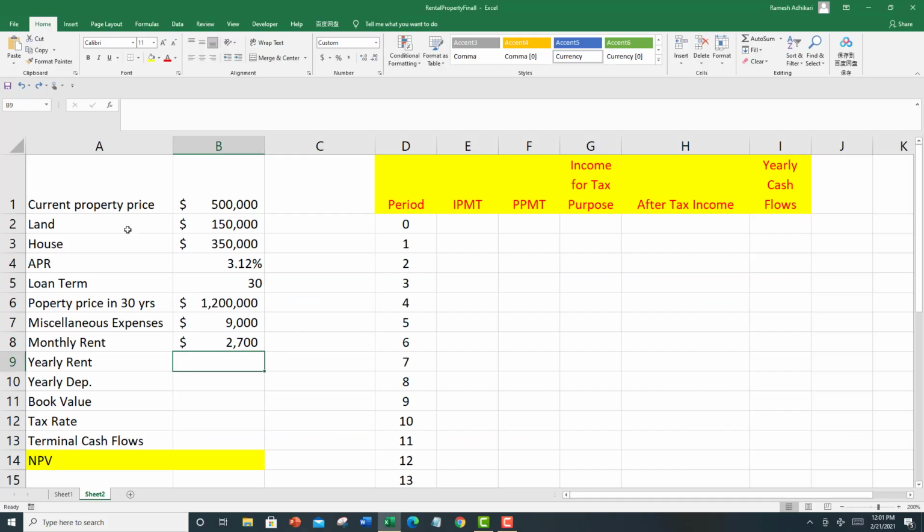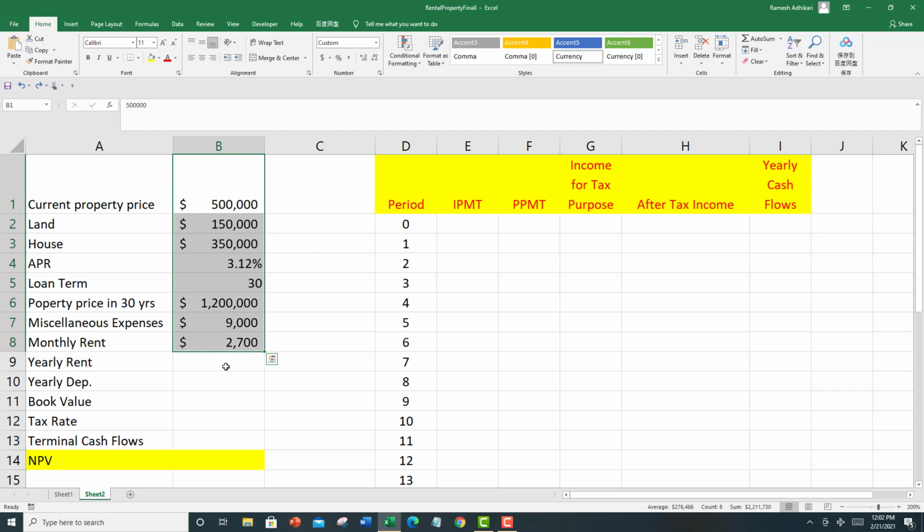Here is our Excel file with some information from the problem. We have current property price, land price, house price, APR, loan term, property price in 30 years, miscellaneous annual expenses, monthly rent. So with this information, we have to compute what is going to be the annual cash flow for this investment for the next 30 years. Once you have your annual cash flow, you can calculate net present value using Excel's NPV function, and net present value tells us how many dollars you can earn by investing in this project. Okay, so this is the way we are approaching this problem.